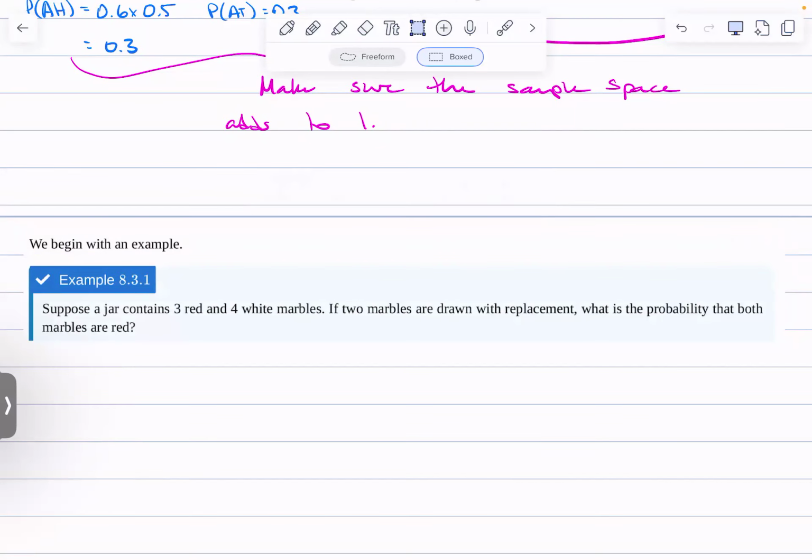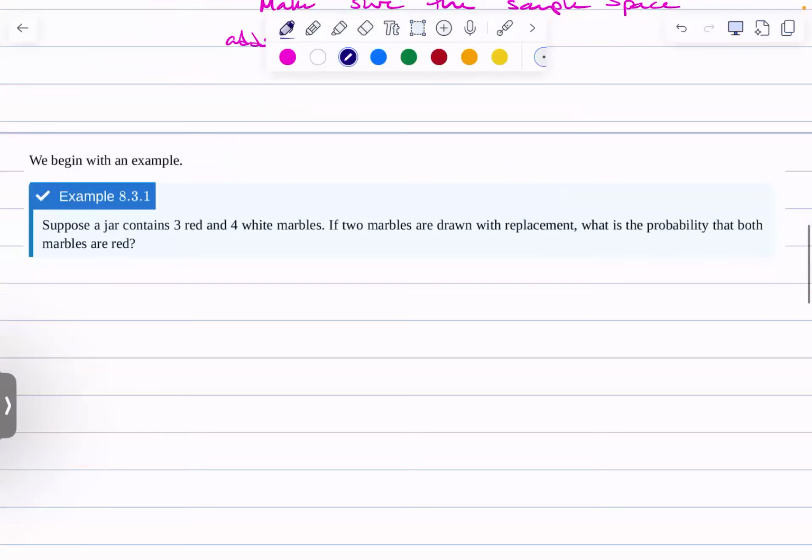We begin with an example, not quite. We already started pretty hard. Suppose a jar contains 3 red and 4 white marbles. If 2 marbles are drawn with replacement, what's the probability that both marbles are red? So now I have with replacement. And that's important.